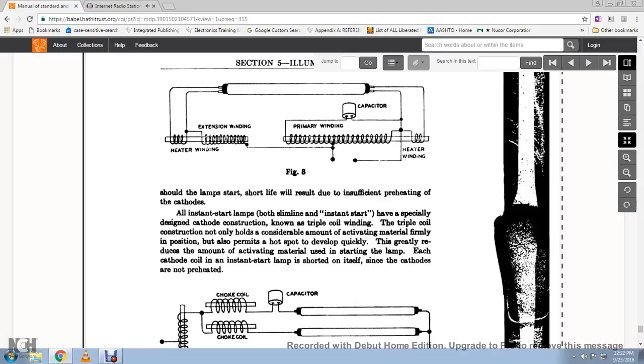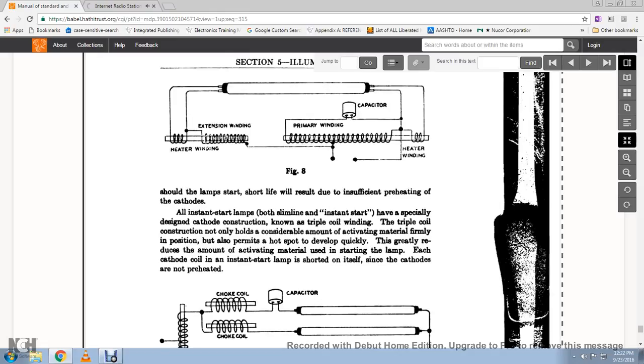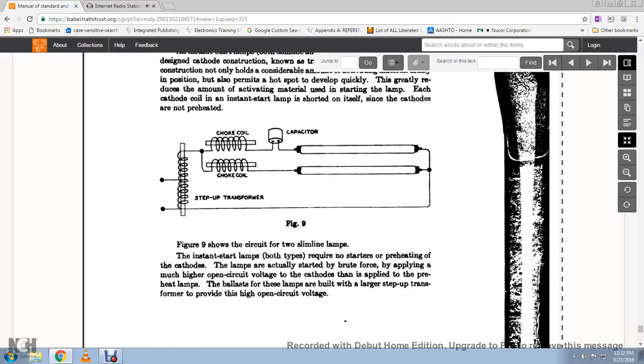All instant start lamps, both slimline and instant start, have a specially designed cathode construction known as triple coil winding. The triple coil construction not only holds a considerable amount of the active material firmly in position, but also permits hot spots to develop quickly. It greatly reduces the amount of activating material used in the starting of the lamp. Each cathode coil in an instant start lamp is shorted to itself, since the cathodes are not preheated.